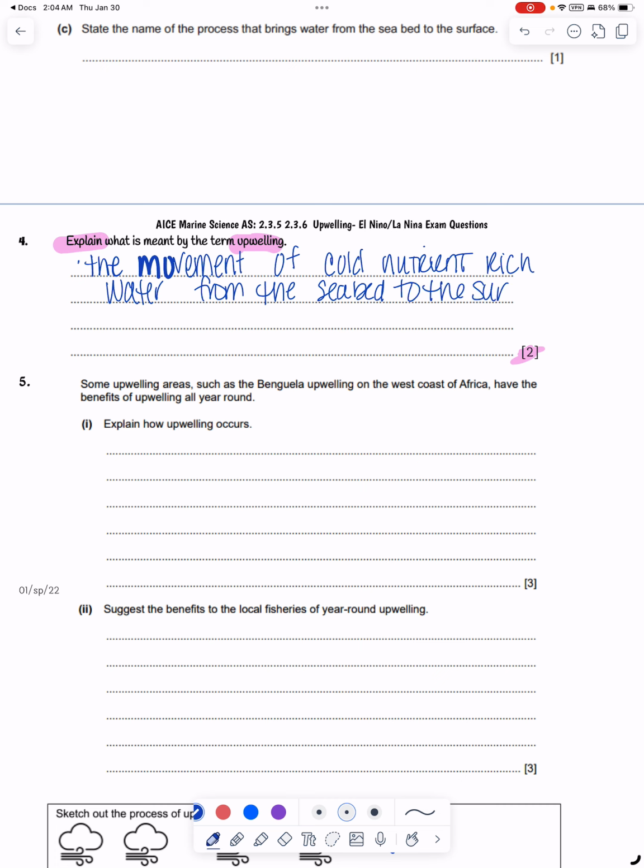Which implies that it's going to be a current because currents move continuously in a certain direction and moving up. And sorry, there's your second mark there. And marks are denoted with bullet points. And then we can give a reason for why this is happening. You can say caused by offshore winds.